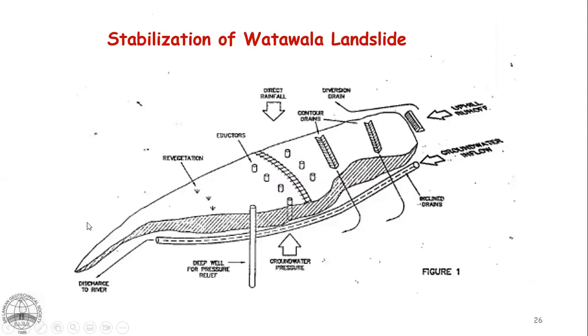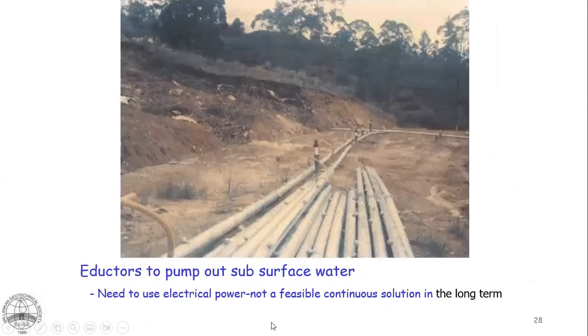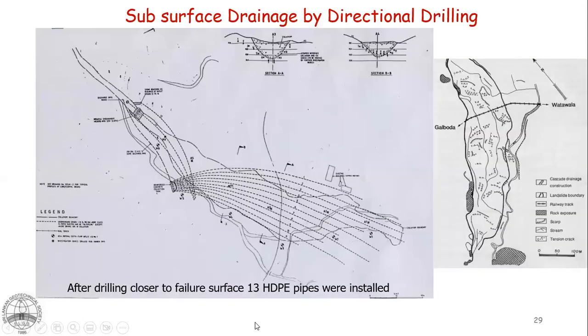So this shows the measures: the directional drains, surface drains, and pumping wells. Pumping wells were installed at the early stages. So these are some pictures of the surface drains, a picture taken by me around 1993, 94. So these were the pumping wells, eductors connected to this horizontal tube. So they were operated to lower the groundwater table at the initial stages of the rectification.